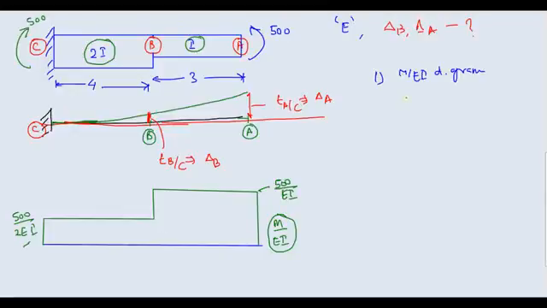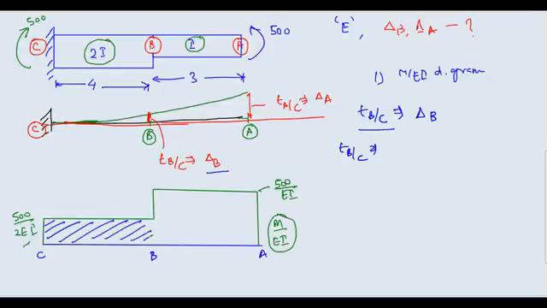Now let's calculate TB upon C. TB upon C is fortunately nothing but delta B, as I have shown from the deflected shape. So TB upon C is equal to how much? This is your C point here, this is your B point here, and this is your A point here. The area that I am shading with blue, the area between B and C, is multiplied with the distance of the CG of this area from point B. Say this is 0, this is 4, and this is 7.